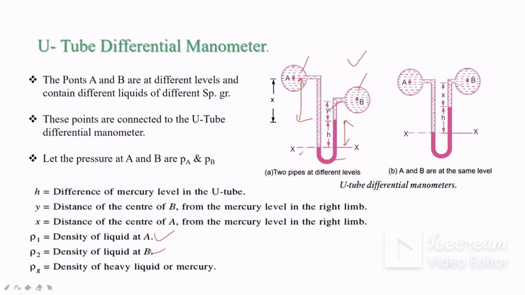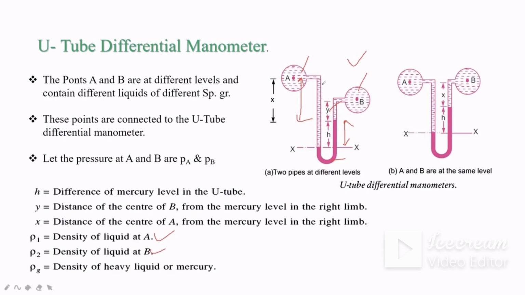So here they have already taken the datum line at XX. Same as we did in the earlier slides, pressure in the left limb is equal to pressure in the right limb. We are doing that only, but we will consider some equilibrium. For that equilibrium surface, we take the two pipes at different levels. We take the datum line, that is XX.